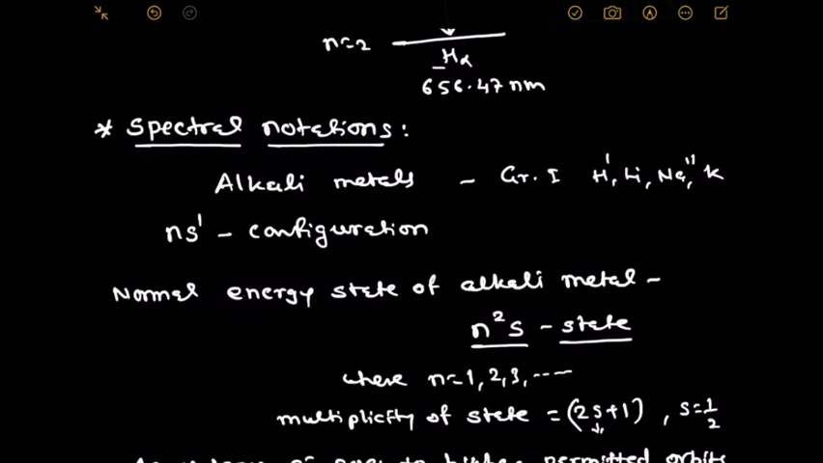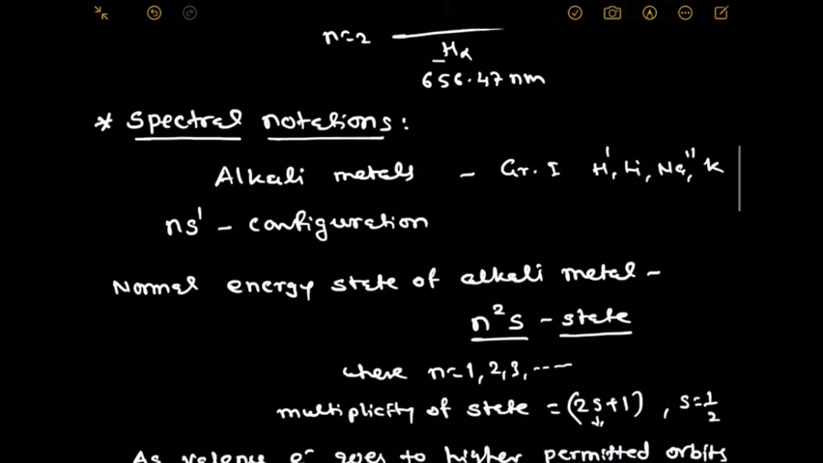For example, for hydrogen it is 1 doublet S state. For lithium, it is 2 doublet S state. For sodium, it is 3 doublet S state. Similarly, for potassium, 4 doublet S state. These are the normal energy states of the alkali metals.